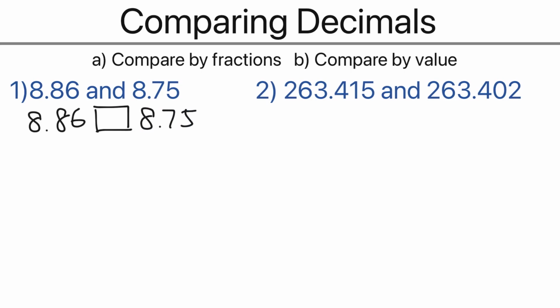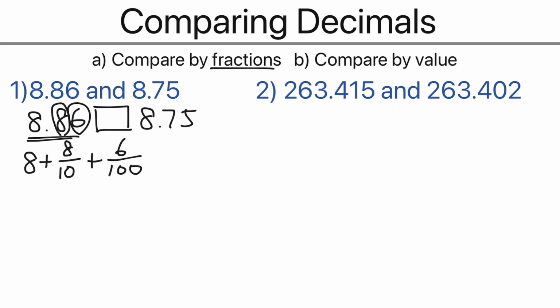For the first method, where we're comparing by fractions, the first decimal is 8.86. So we have the number 8. That's the whole number. Second, 8 in the 10th value, that's equivalent to 8 over 10. And the 6 in the 100th value is 6 over 100. And what we will do is we're going to find the common denominator. In this case, 100 being the biggest, we're going to use 100 as the denominator.